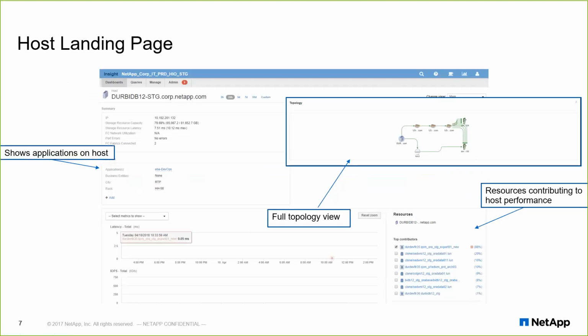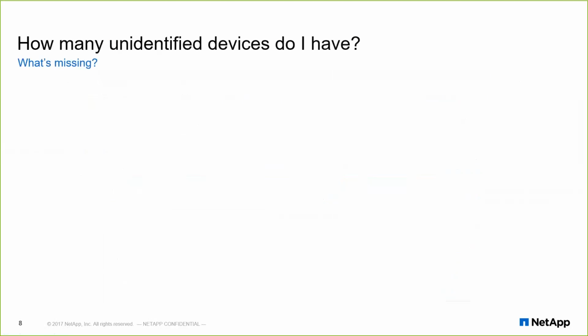Okay. So the question I usually have is, how many of these devices do I have in my environment? How many unidentified devices do I have that could potentially be impacting me? What am I missing? So my recommendation is to start by reviewing both your FC Identify and your IP Identify tabs. Let's talk a little bit about the differences here.